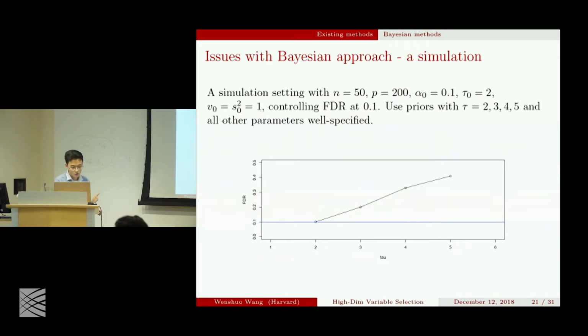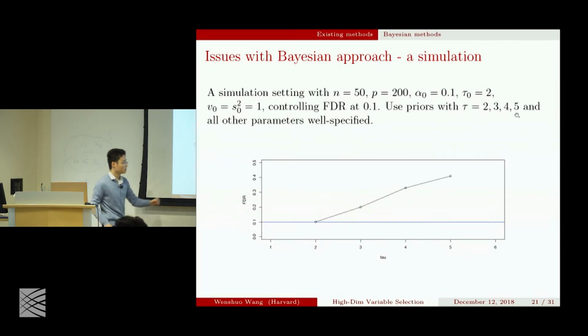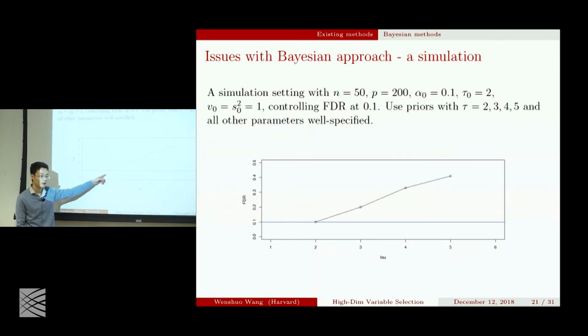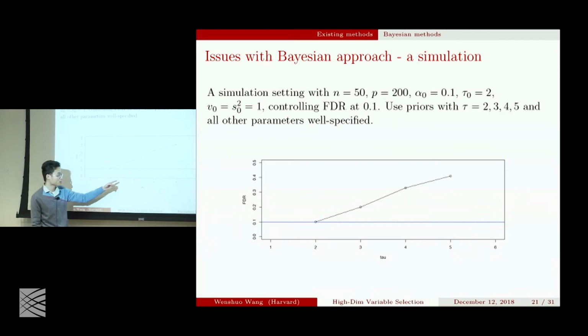Let's control the FDR at level 0.1. So we want to make the claim that 90% of my discoveries are true. I'm going to use priors with every other parameter well specified: alpha is 0.1, and v and s squared are 1. They are all well specified. I'm only changing the value of tau, varying tau from 2 to 3, 4, 5. You can see that if tau is 2, meaning everything is well specified, then we can control the FDR at level 0.1. But if tau is misspecified, the FDR grows quickly, and at the end it's almost 0.5.